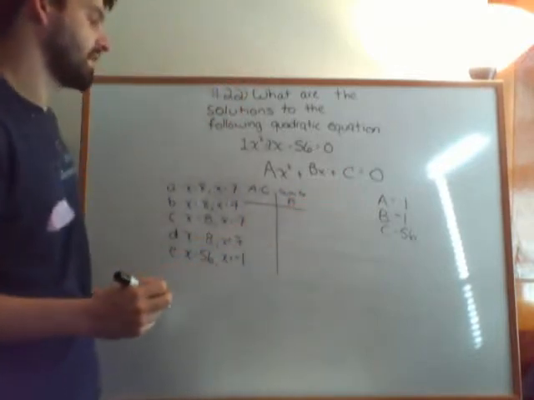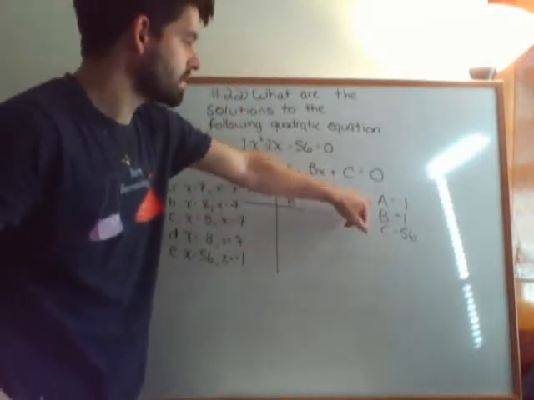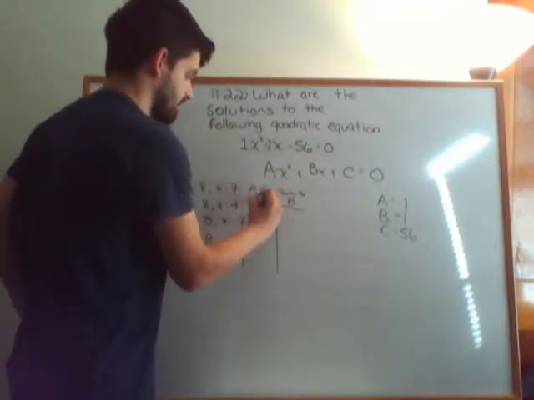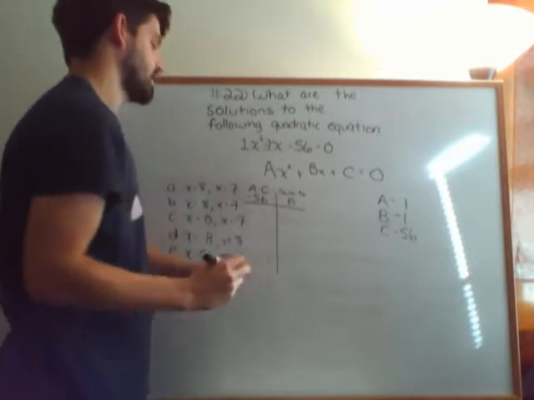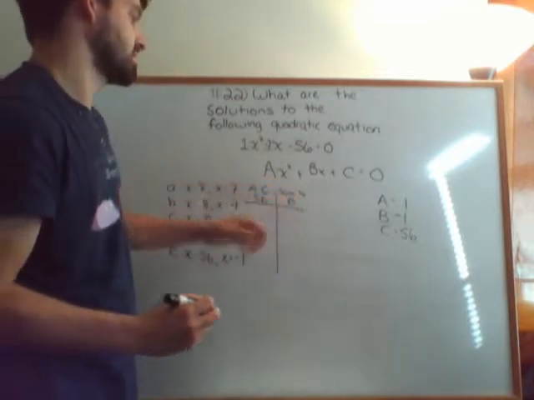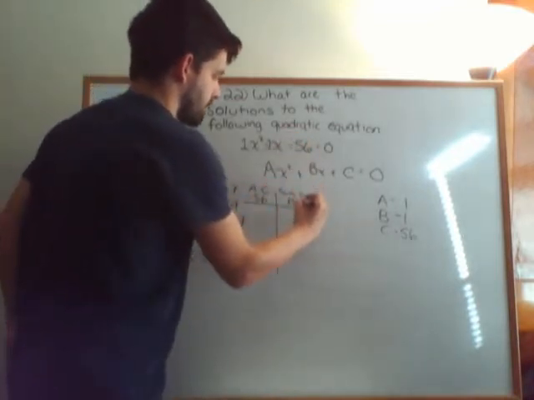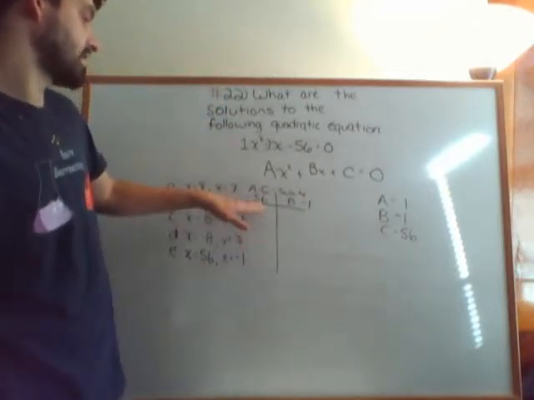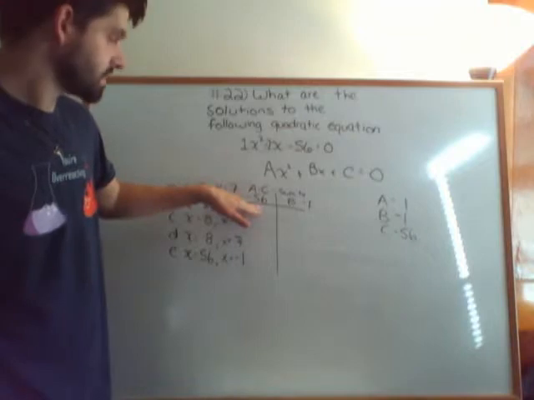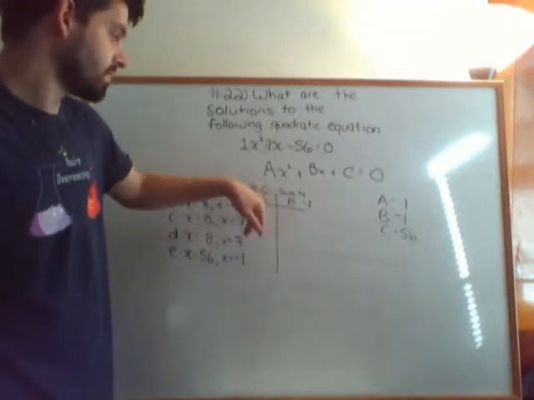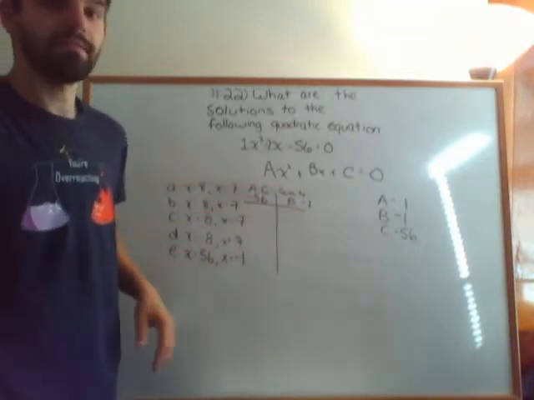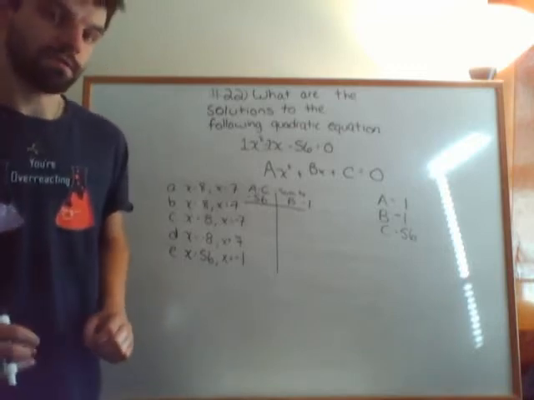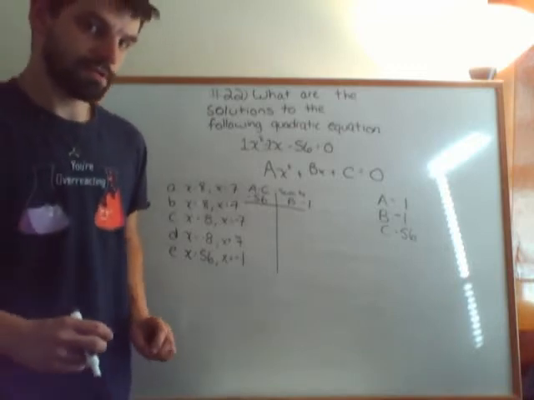So let's go ahead and put our values in. So 1 times negative 56, A times C is negative 56. And then the sum to B, so it's going to be negative 1. So to illustrate this a little clearer, we're going to take the factors of negative 56 that add up to B, and then we can go take those factors and solve for our solutions to this quadratic equation.